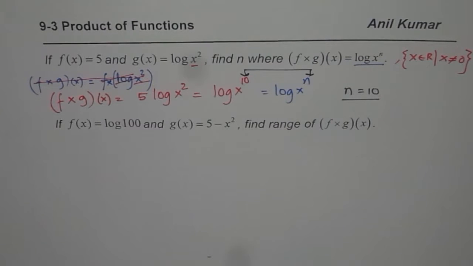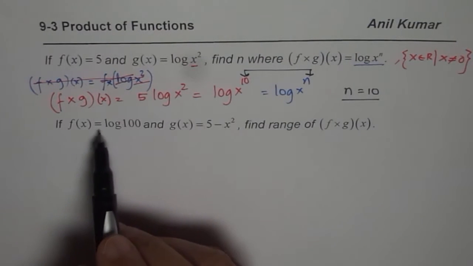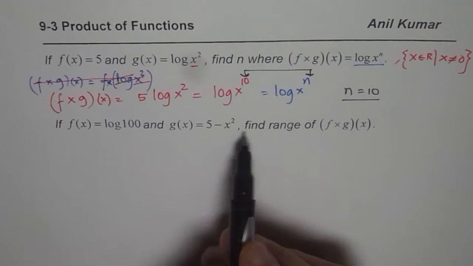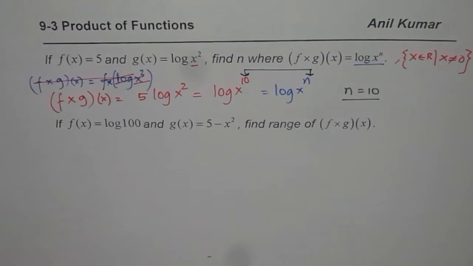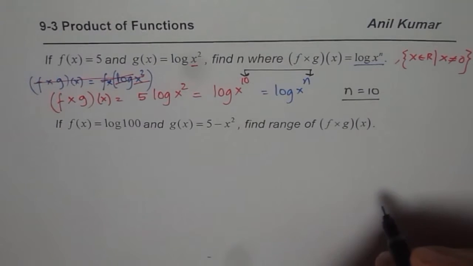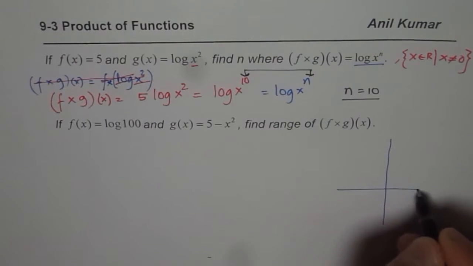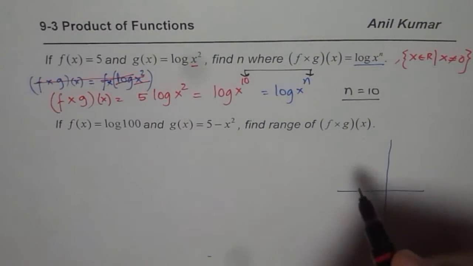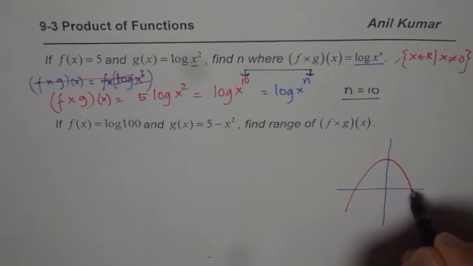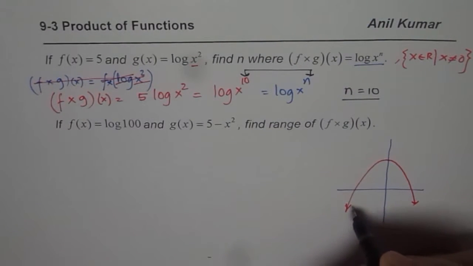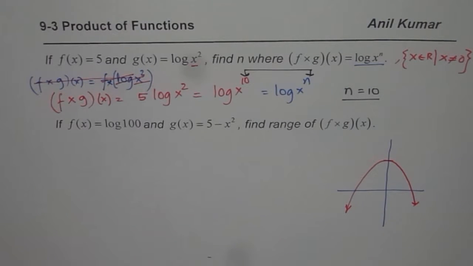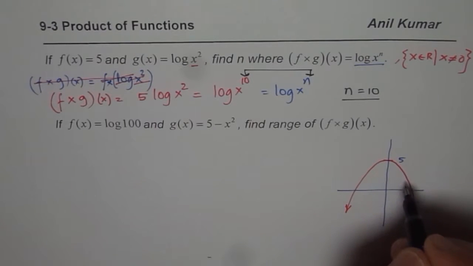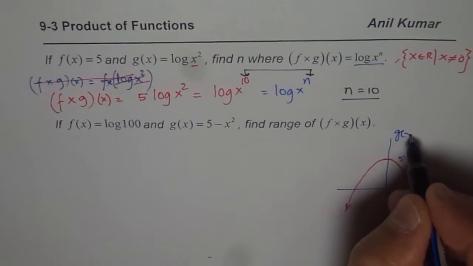Now the next question here is, if f of x equals log of 100 and g of x is 5 minus x squared, find the range of this function, right? So let me sketch this function. It will help us to find the solution. Minus x squared, 5. So it is kind of like this. Do you see that? We have a parabola which is opening downwards and this point is at 5, right? So this function is g of x for us. So we have drawn g of x.